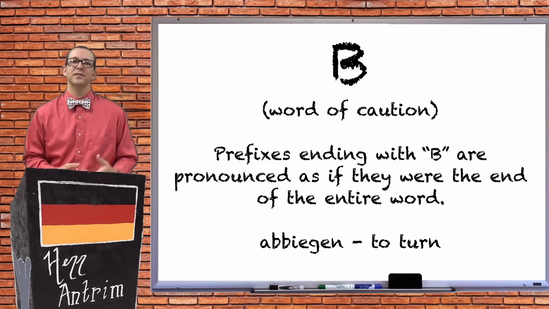Keep in mind that prefixes such as ab or ab sound more like the letter P because it's at the end of the prefix, even though it isn't the end of the entire word, abbiegen.